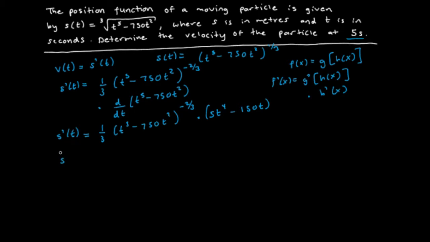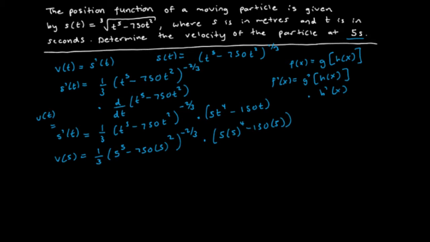So this is your velocity function, right? So you can just write here that this is your velocity function. And you want to figure out the velocity at 5 seconds. So if you plug this in, you get 1 over 3 times (5 to the power 5 minus 750 times 5 squared) to the power negative 2 over 3 times (5 times 5 to the power 4 minus 150 times 5).